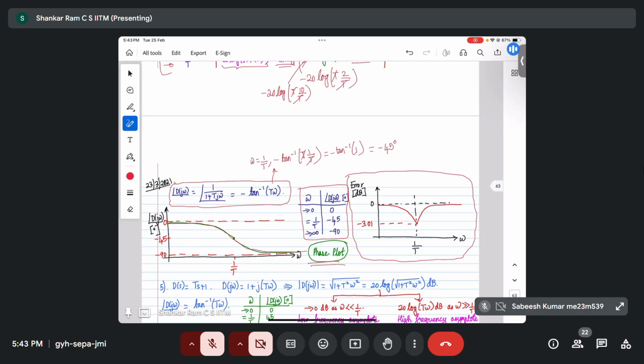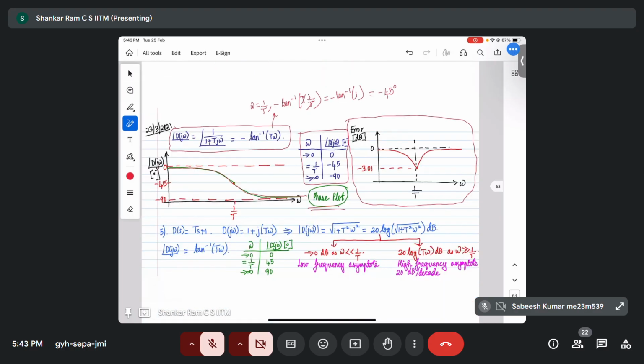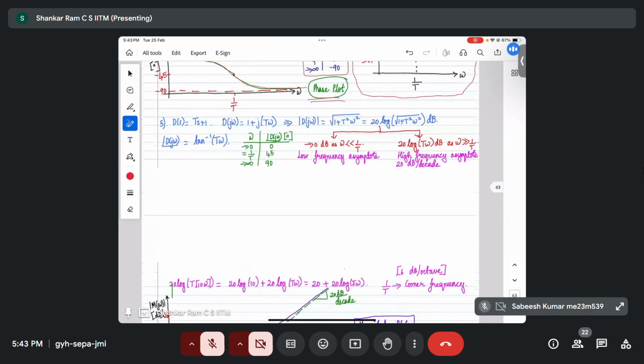So, and then we also plotted the phase plot, right, to figure out how the phase plot looks. Okay. So, you can try out the Bode plot of Ts plus 1. We will start our discussions from here tomorrow, but you will observe that once again we will have a low frequency asymptote and a high frequency asymptote.